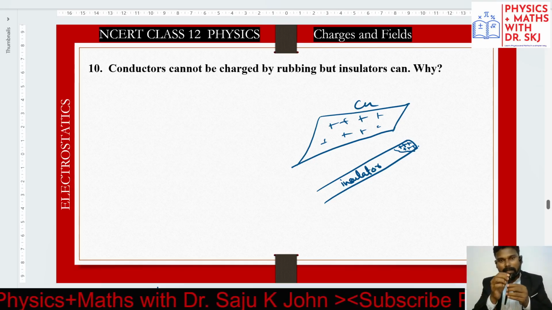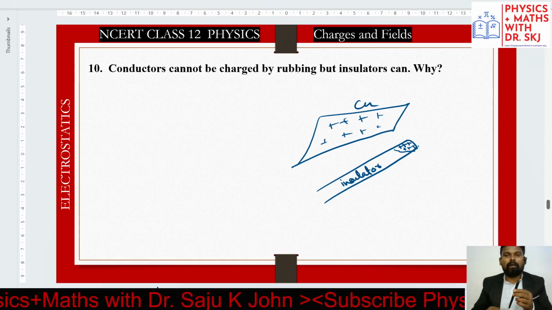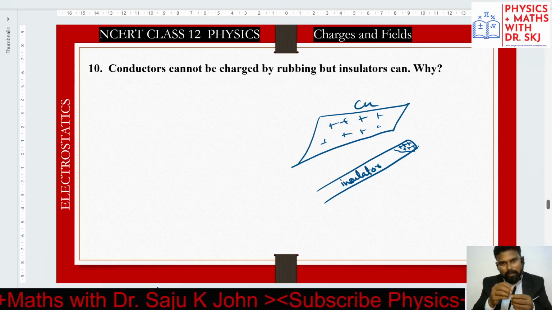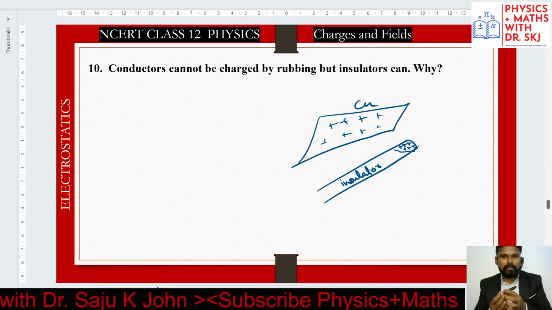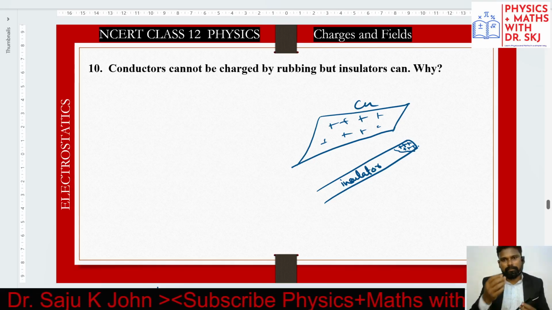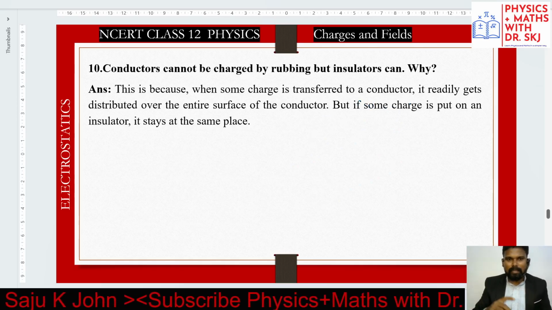So it cannot flow through your body, through the material. It cannot distribute over the material. It cannot flow through the body because this material is an insulator. It will not allow the passage of electricity. Okay, so this is the answer.